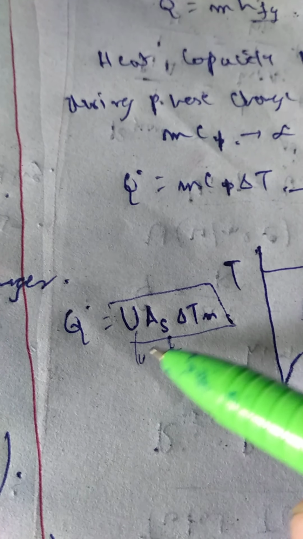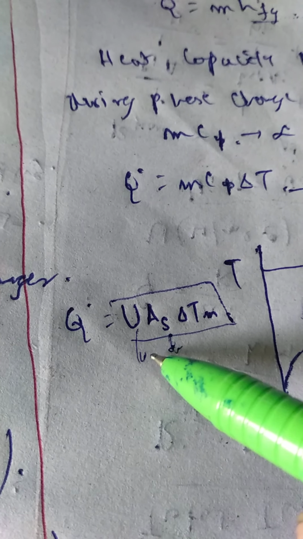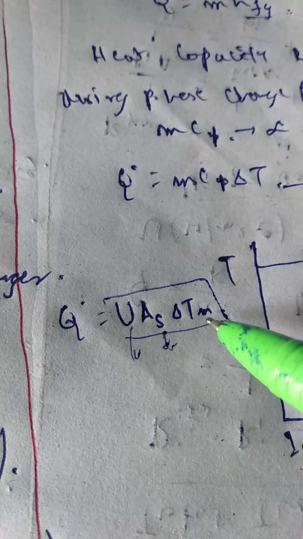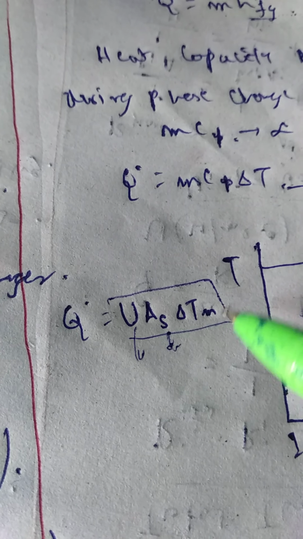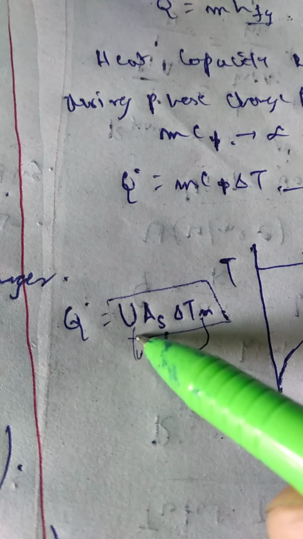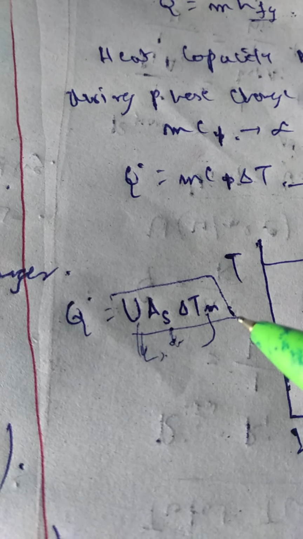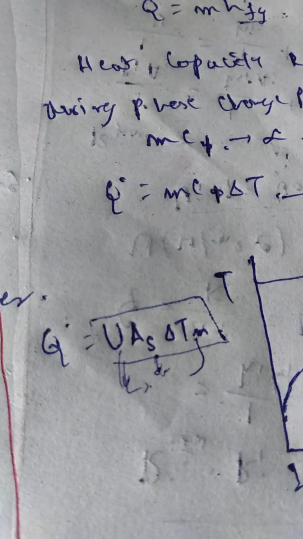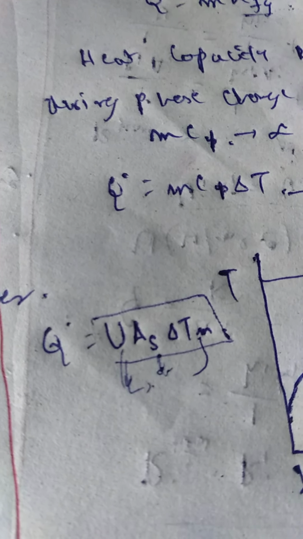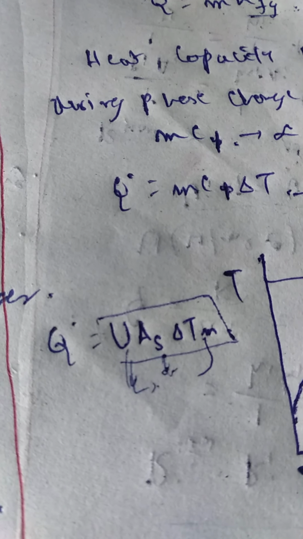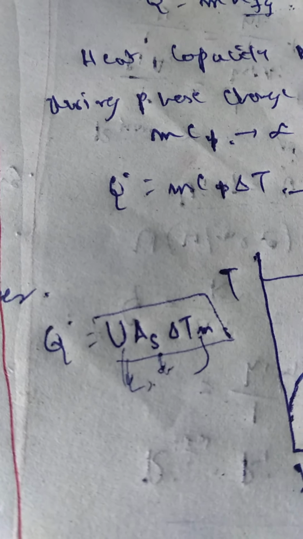Now the thing is that this U, the overall heat transfer coefficient, and this delta T are not constant entities, and they vary along the heat exchanger. So you have to find the average value of the overall heat transfer coefficient, and this can be determined by using the average convection coefficients for each fluid.